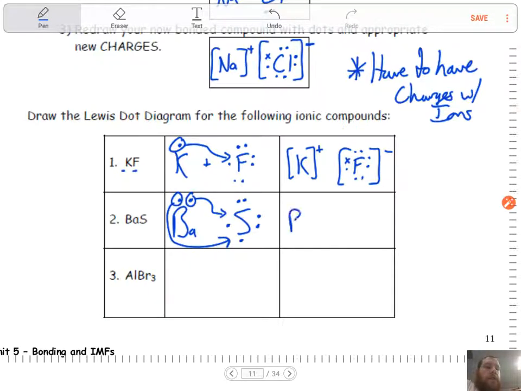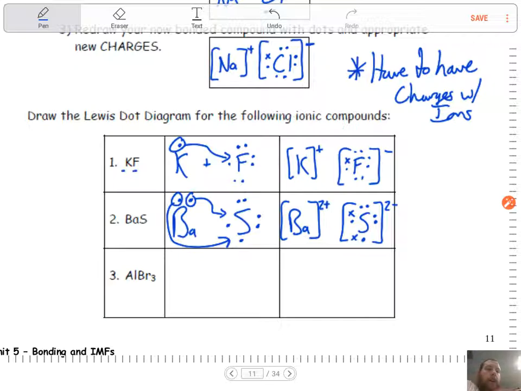So now we should see something like this. Barium still is going to have none because it was the metal. It lost its 2 electrons. But now it's a 2+ because it lost 2 electrons instead of 1. Sulfur gained those 2 electrons. So we're going to show sulfur's 6 that it had, and I'm going to draw X's showing that they came from somewhere else. They came from the barium. And it's going to have its 2- charge.